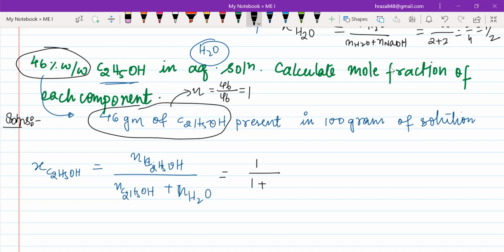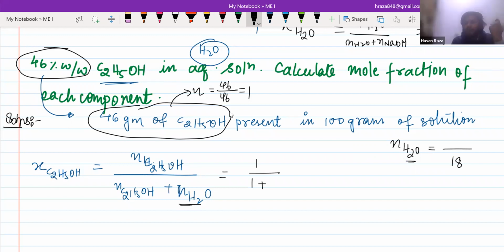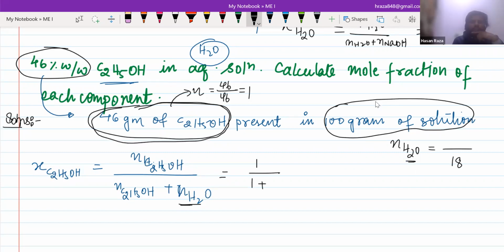Yes, sir. Now you need to calculate the moles of the other component, that is number of moles of H2O, and it is given mass upon molar mass. What is the molar mass of H2O? That is 18. How are you going to calculate the given mass of H2O? You know, this is the mass of solution, and this is the mass of solute. So if you subtract the mass of solute from the mass of solution, 100 minus 46, you will get 54, which is the mass of water.